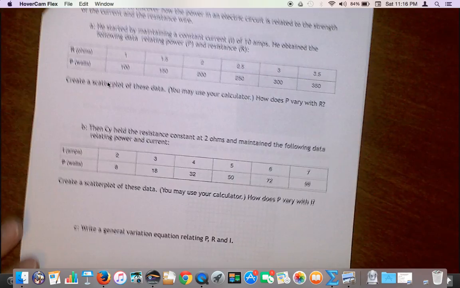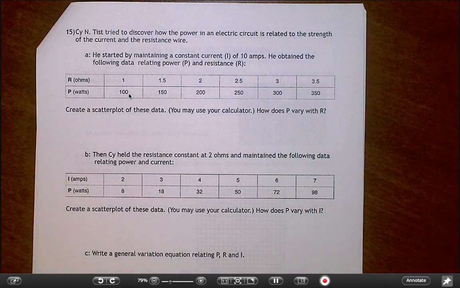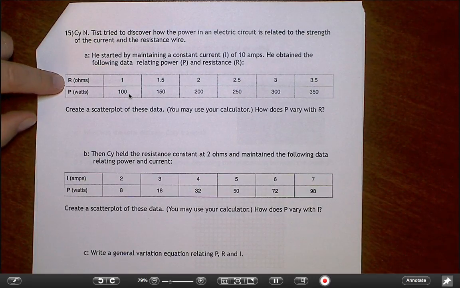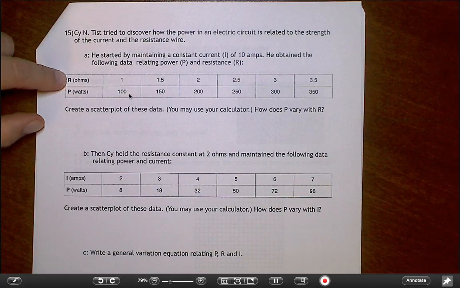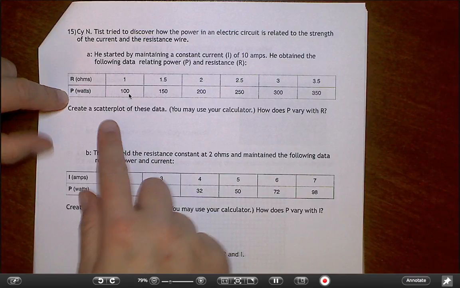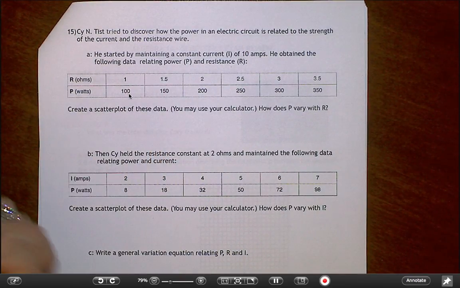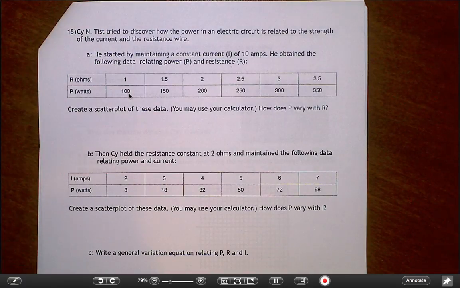So we have a couple of different sets of data, but they're related to one another. We're looking at the relationship between power, resistance, and current. The first one is looking at the effects of resistance on the power output. It tells us to create a scatter plot of these data, really just in your calculator. Really my whole mission here is just to see the shape of the graph.